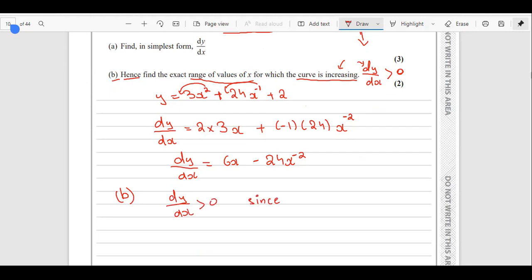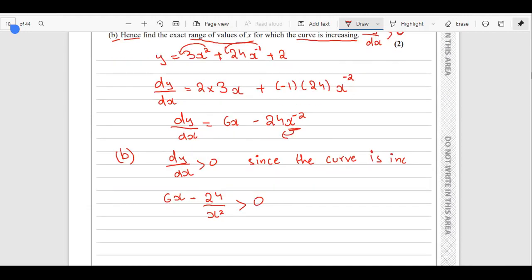So for the second part, we have to use dy by dx greater than 0, as the curve is increasing. So let's write down the value of dy by dx. It is 6x minus 24 by x square, I have taken this from numerator to denominator, greater than 0. Okay, now let's simplify it.